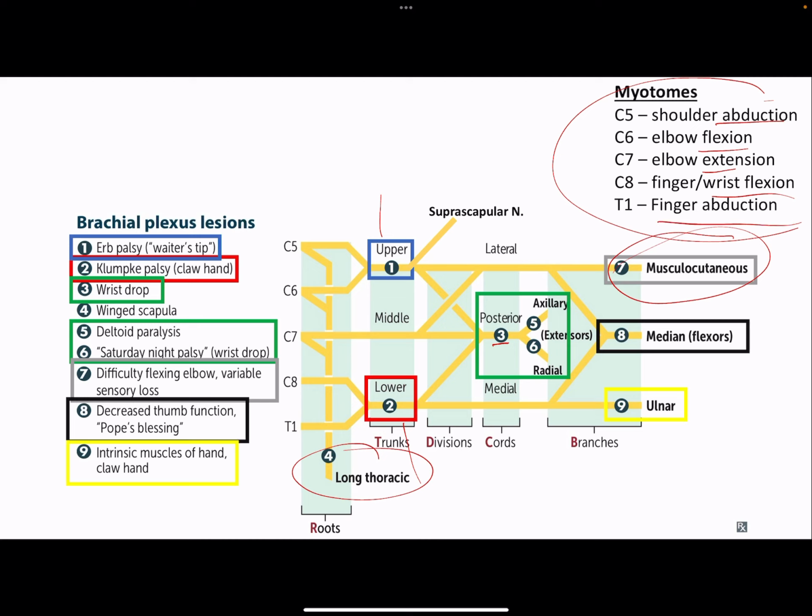And again, the reason I like to number the nerves the way that I do the terminal branches, because this is axillary. That's number 1. That's very much associated with C5. Then we have the musculocutaneous. That's associated with elbow flexion. Then we have the radial. Then we have the median, whatever, who cares? Finger abduction, this is going to be ulnar.